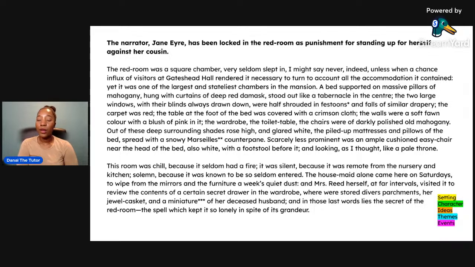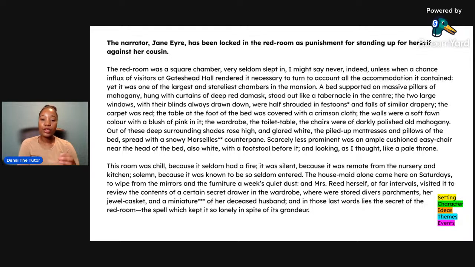And in those last words lies the secret of the Red Room, the spell which kept it so lonely in spite of its grandeur. So we're still focusing on the room, but we've got a bit more information about who enters the room and why they enter it. So there's an addition to it. The writer hasn't necessarily stopped focusing on the room.